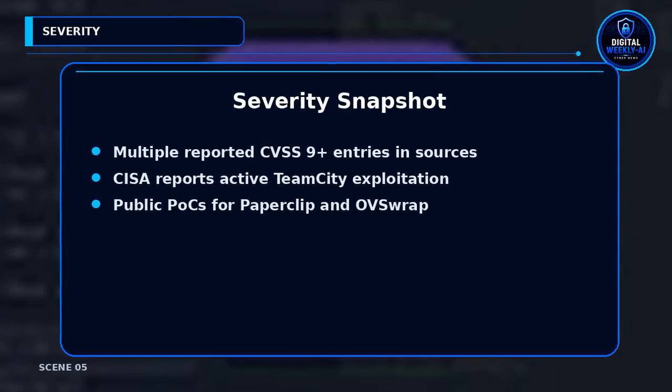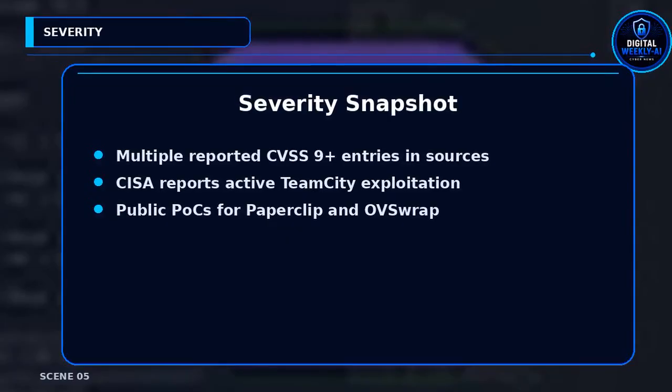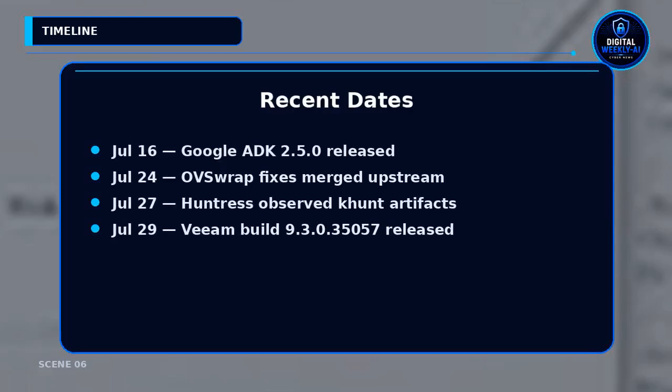Editorial severity, high. Multiple high-impact vulnerabilities appear across build and control infrastructure, including reported CVSS scores in the sources. TeamCity 9.8, Paperclip 10.0, Terraform MCP 10.0. Some issues have public proof-of-concept code, and CISA reports active exploitation for TeamCity. Treat this as a high-priority patch and hunt cycle.